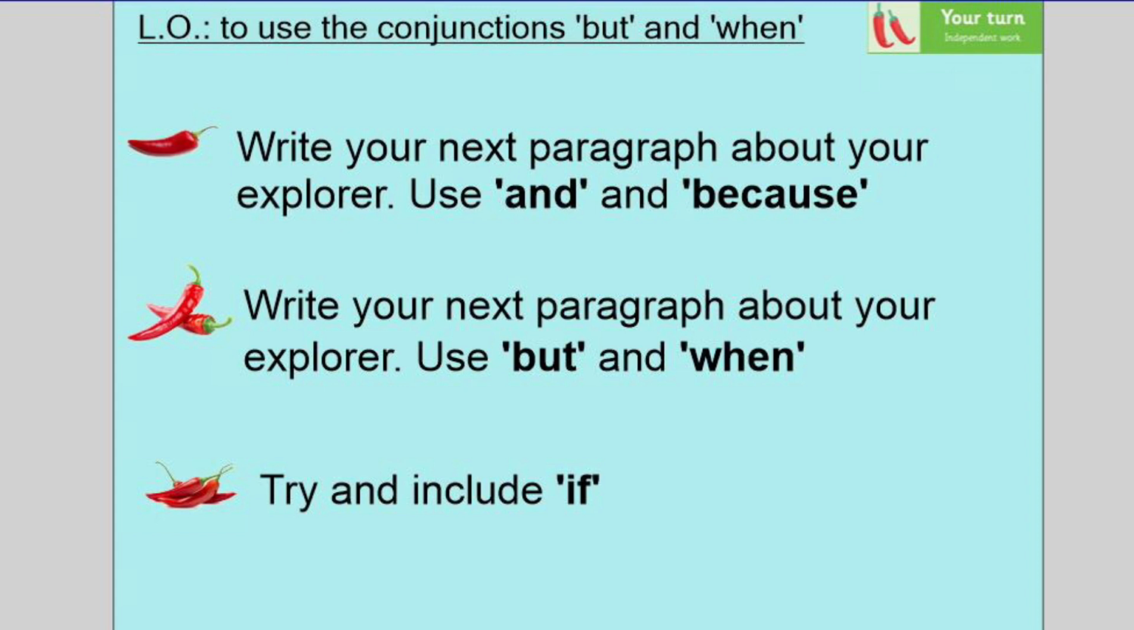So for Chile 1, I would like you to write your next paragraph about the explorer of your choice using and because, which we looked at yesterday. That's if you don't feel confident about using the conjunctions we've looked at today. Chile 2 is to write the next paragraph, but try and use but and when, like I have. And Chile 3, you can try and include the conjunction if as well.